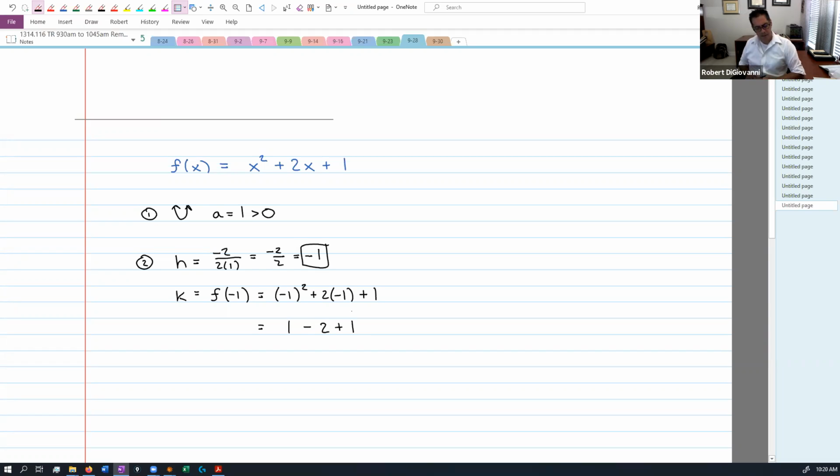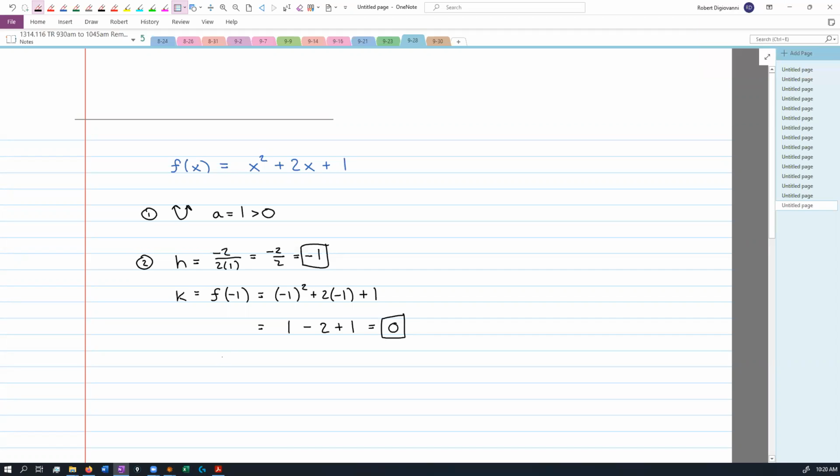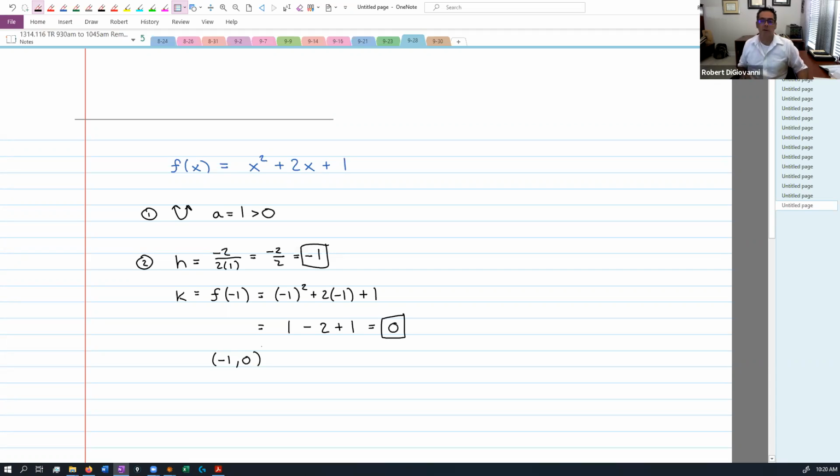What does that turn out to be? What is that? 1 minus 2 plus 1? 0, right? 0. So my vertex is (-1, 0). Y'all with me?